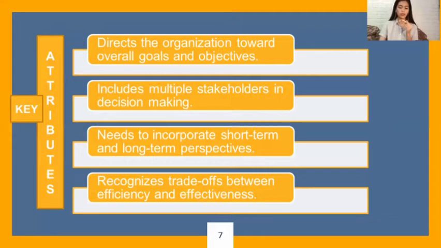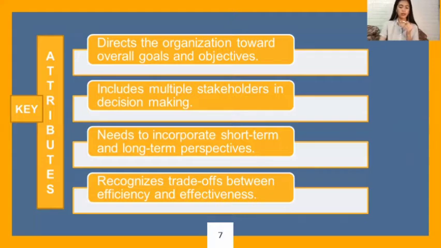So, stakeholders are those individuals, groups, and organizations that have a stake in the success of the organization, including owners, shareholders in a publicly held organization, employees, customers, suppliers, the community at large, and so on. So it is important to include our stakeholders for us to be able to have better outcomes and better brainstorming when it comes to deciding on the courses of action that we are going to take. Third, needs to incorporate short-term and long-term perspectives.